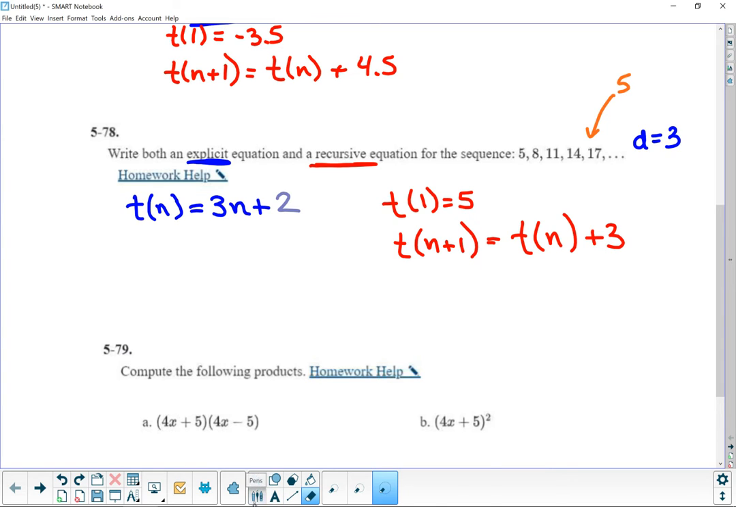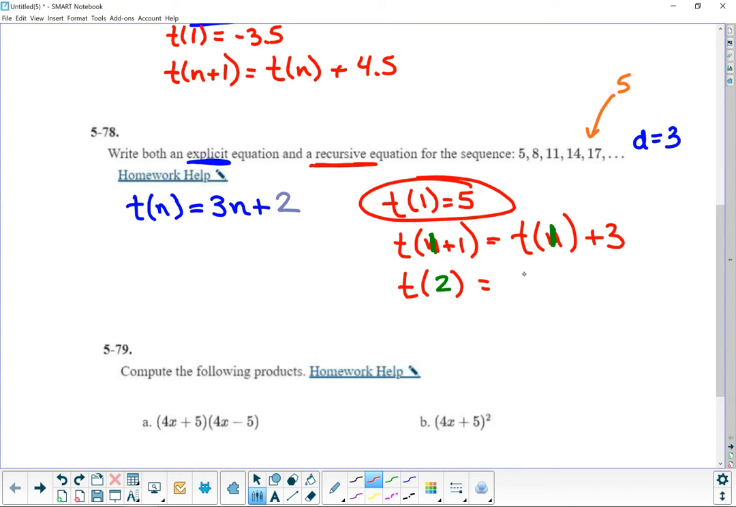So to get my 2nd term, I'm going to use green. I have to use 1 for n equals 1, and 1 right here, because the n's the same thing. So let's check out what this says. This says T of 1 plus 1 is 2, which is my 2nd term. That's going to equal T of 1, which we know already. T of 1 is 5, so 5, now plus 3. So T of 2 equals 8.